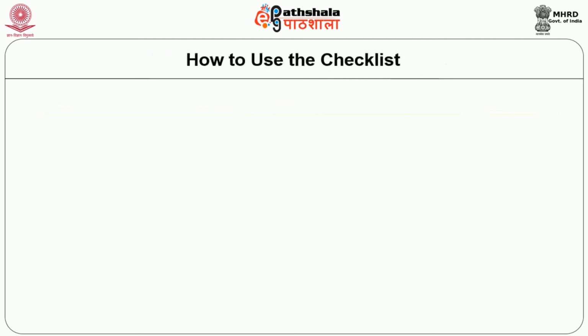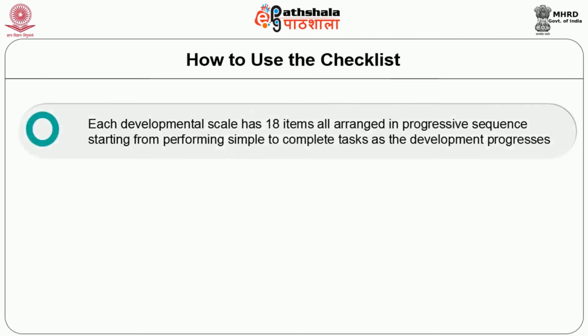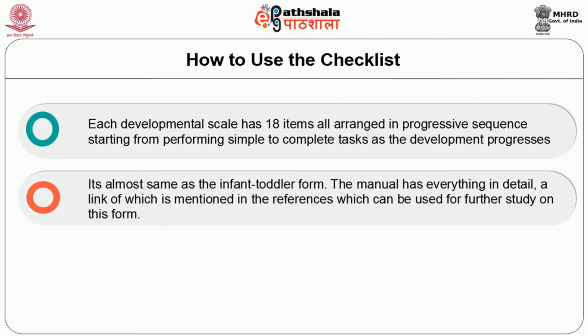Now, how to use the checklist. Each developmental scale has 18 items, all arranged in progressive sequence, starting from simple to complex tasks as the development progresses. It's almost the same as the infant toddler form. The manual has everything in detail, a link of which is mentioned in the references, which can be used for further study on this form.